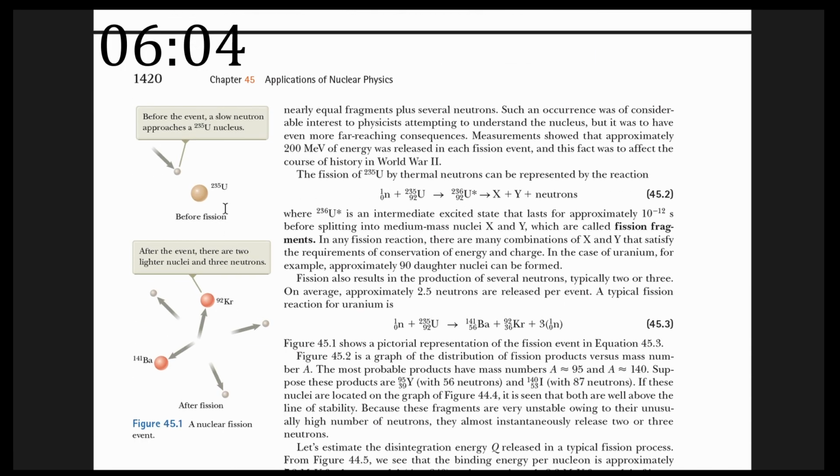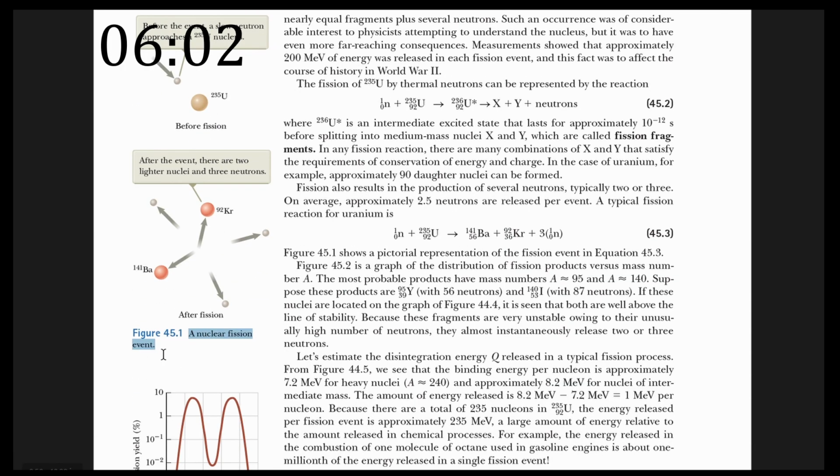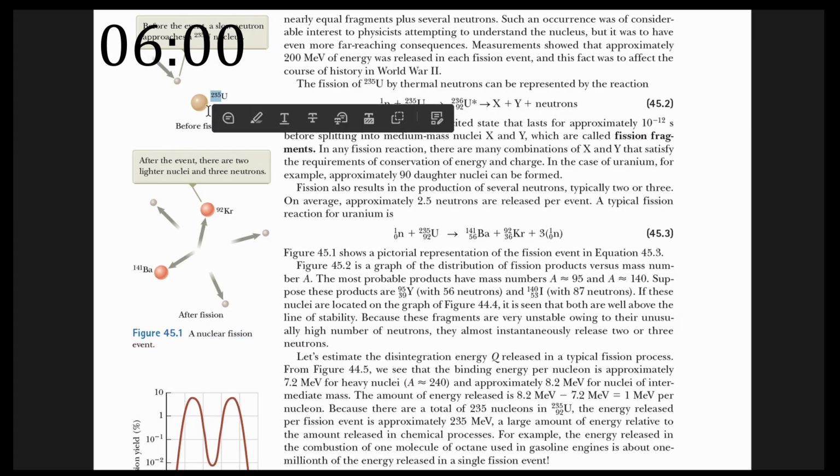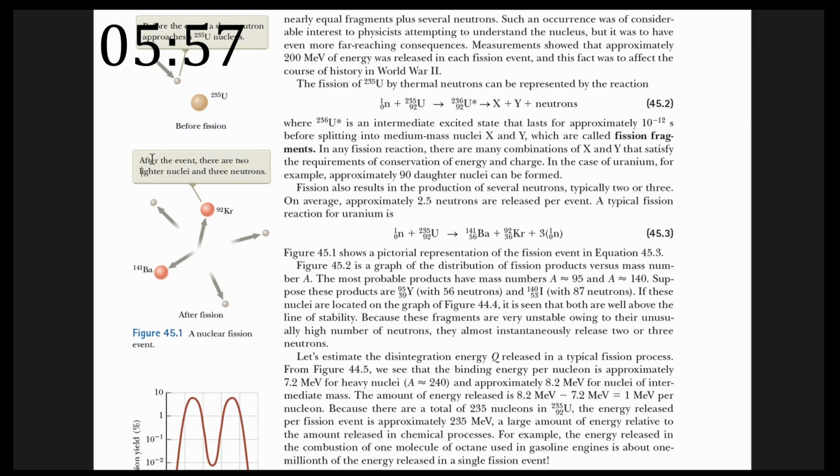All right, we're gonna zoom through again. Here's an interesting picture, a nuclear fission event. So we got U-235 before fission. After the event, there are 2 lighter nuclei and 3 neutrons, Kr, Ba, and then a bunch of these gray things, which maybe are electrons, or the 3 neutrons, I guess.